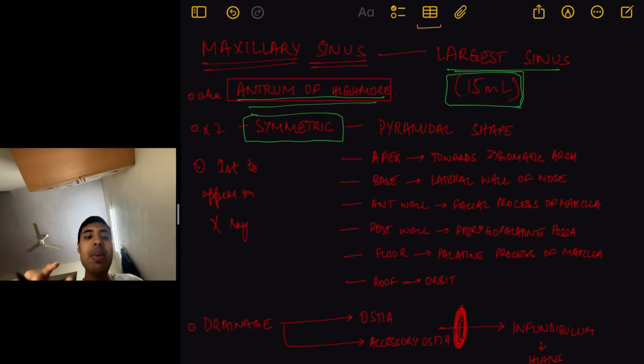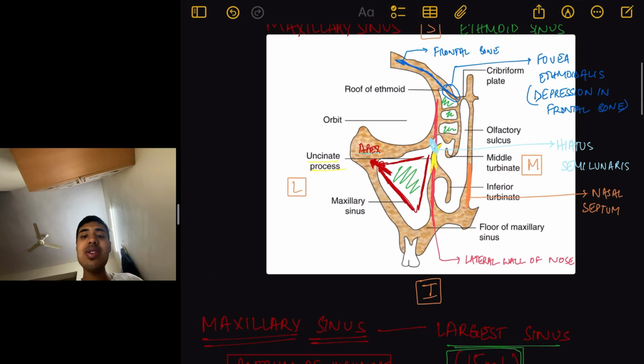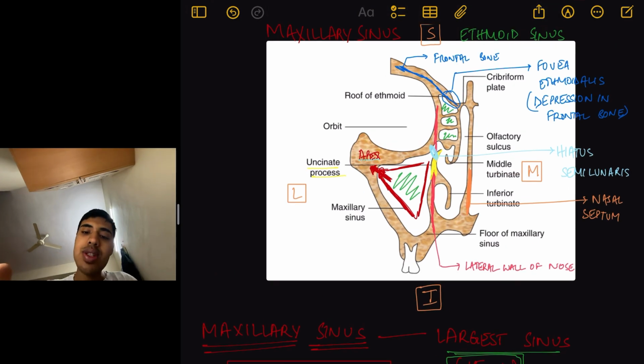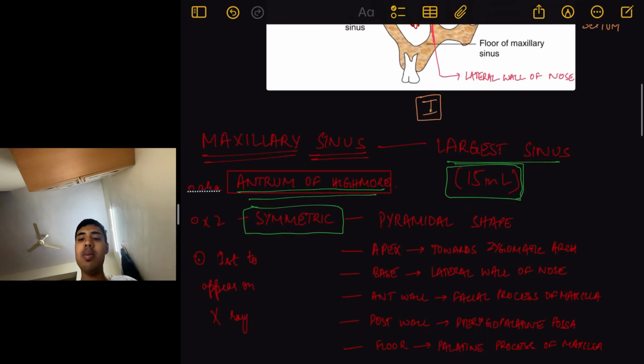Now, they are pyramidal in shape. The pyramid is directed outwards, as you can see. This is lateral, this is medial, this is superior, this is inferior. You have outward directed pyramids where the apex is directed towards the zygomatic arch and the base is towards the lateral wall of the nose. That is the pyramidal shape.